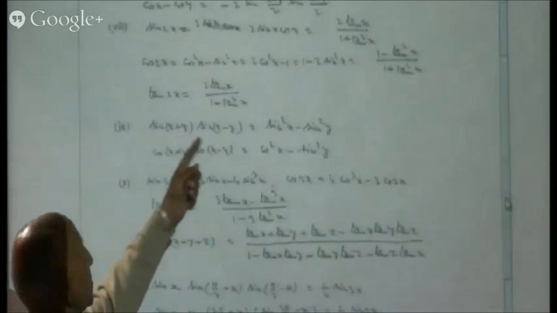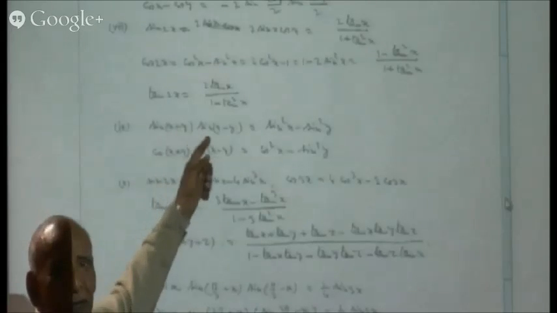The sine of x plus y into sine of x minus y will give you this result: sine square x minus sine square y. Try to work it out. Working out is far better. You know the formula, apply it.